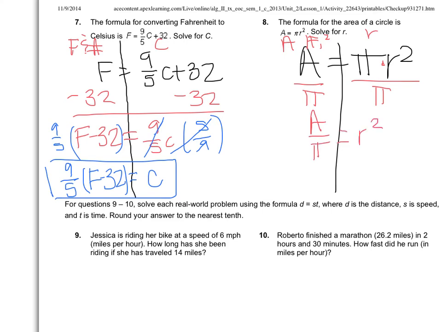Well, to undo this squared here, to get rid of this exponent, all I have to do is take the square root of both sides. And I can't actually take the square root of a over pi because I don't know what a is. So it's going to be the square root of a over pi equals r.